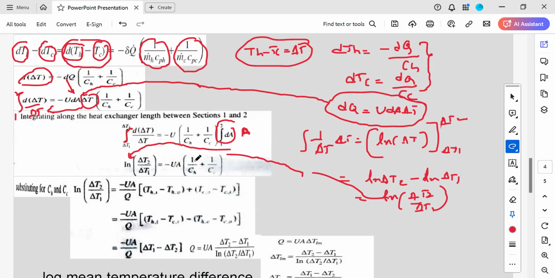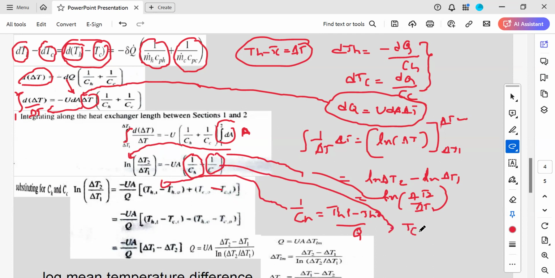Now, from the first equation, 1/Ch is derived as (Thi minus Th0) by Q, and the same thing we put here. 1/Cc we have derived as (Tc0 minus Tci) by Q, and this value we are putting here as well. Taking Q common, you get minus UA by Q times the bracket.